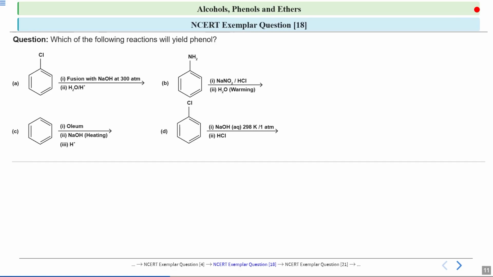Now let us see the next question. Which of the following reactions will yield phenol? You are given four options and you have to tell which one of them will yield phenol. Four reactions are given to you. I am giving you some time to think and then we will discuss.